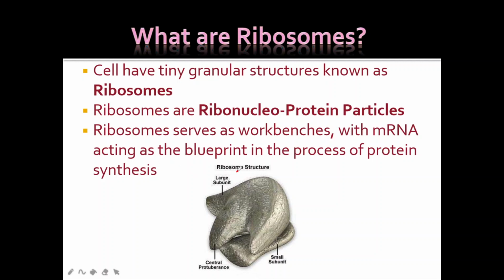So, the ribosome structure is given here. See, two subunits are there. The large sized unit is called the large subunit and the small sized unit is the small subunit, and this is the central protuberance. So, these two structures, the large subunit and the small subunit, together form the entire structure of the ribosome. So, this is all about the structure of the ribosome.